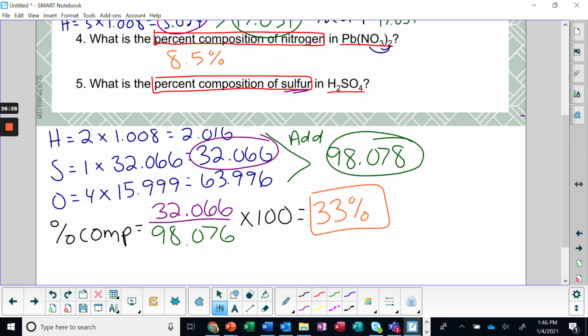And that is it, guys. This is how we calculate percent composition for an element.